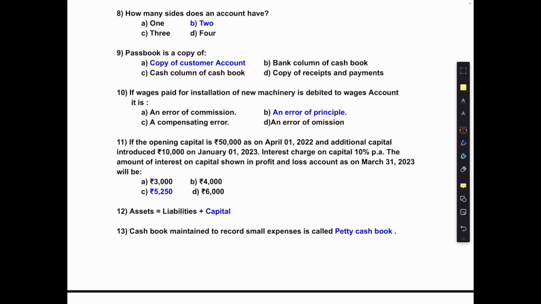Question number 12. Assets is equal to liabilities plus capital. That is accounting equation. 13. Cash book maintained to record small expenses is called petty cash book. In petty cash book, what we do? We record all the small expenses of the business. That is conveyance charges, printing and stationery, postage and telegram, cartage, refreshment, etc.